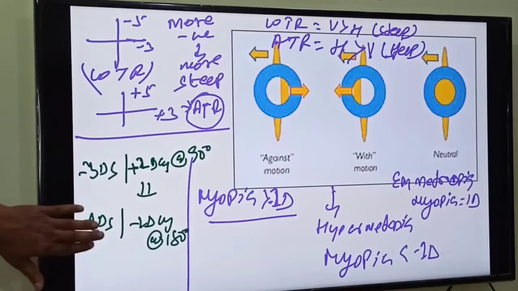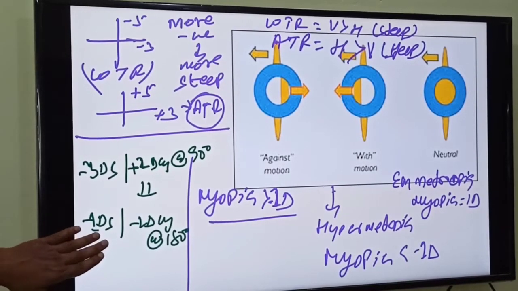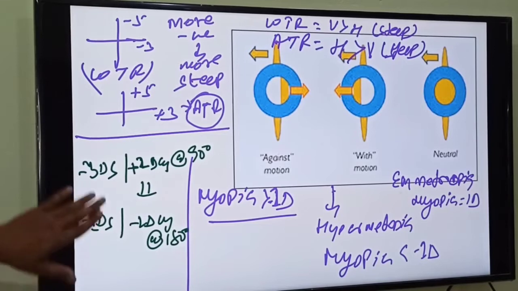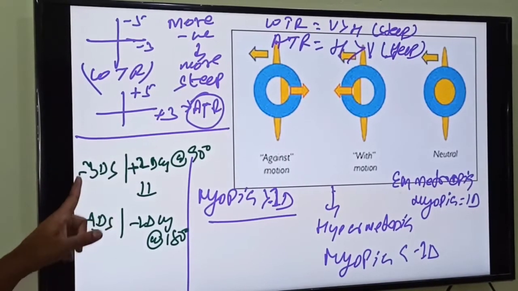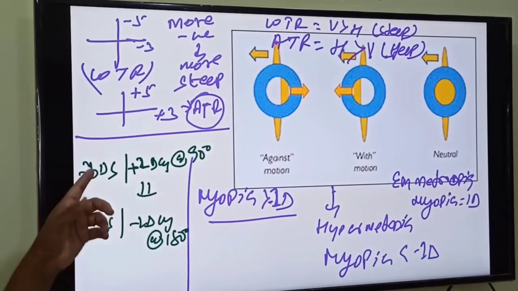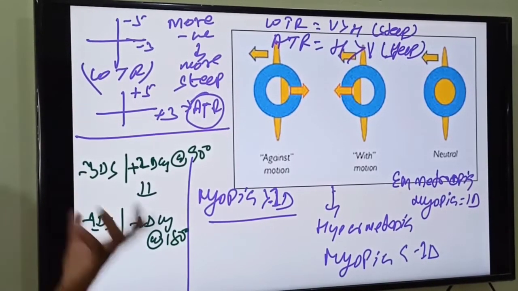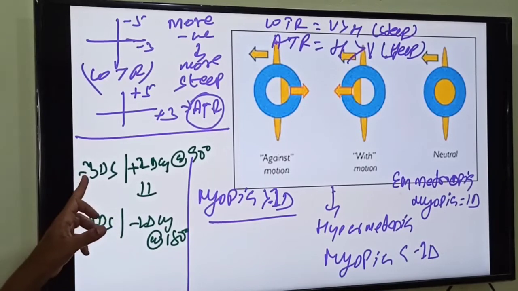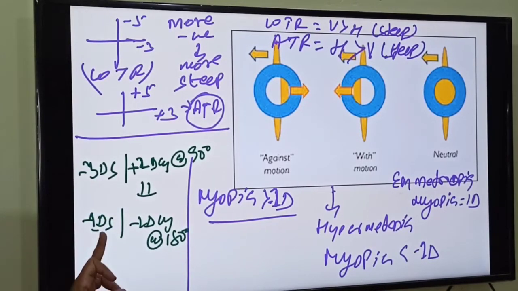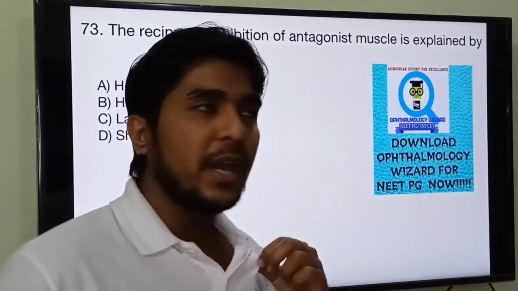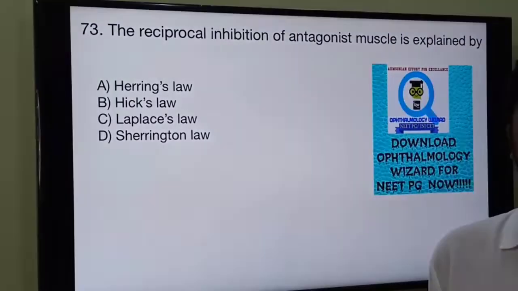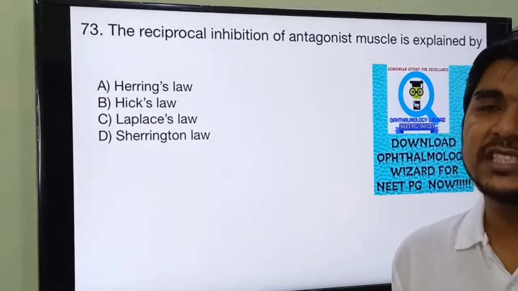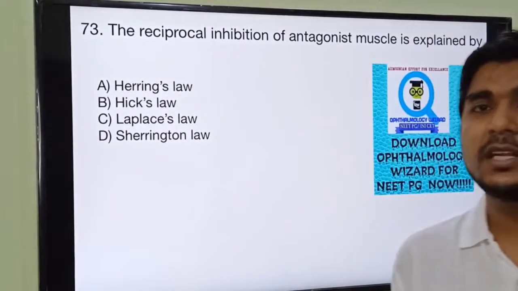If suppose this comes 0, one is 0 and another is something, then it is simple myopia. If there is a plus sign in both, then it is compound hypermetropia, and if one has a plus sign and the other has 0, then it is simple hypermetropia. So this is the concept of myopia and the different types. I hope you remember all these things, because this was a very vast concept, easily asked in the examination. That's why I have explained it, giving time to this question.